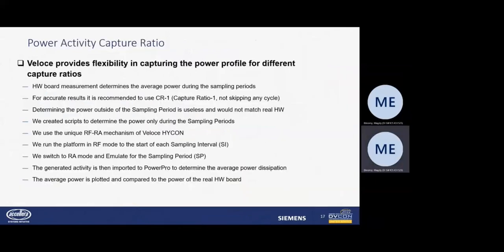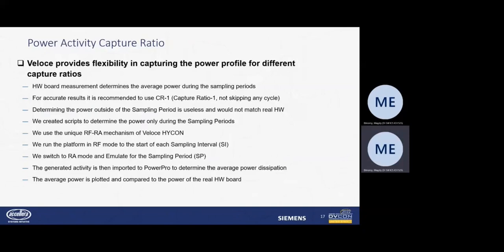Actually, Veloce has a mechanism to speed up the emulation called a capture ratio, where you can skip some of the cycles, and someone might think that this is a good idea for profiling. Yes, it is good. However, if you ignore some of the cycles, this might give you less accurate information about the power, because the power tool requires all information during a specific period of time.